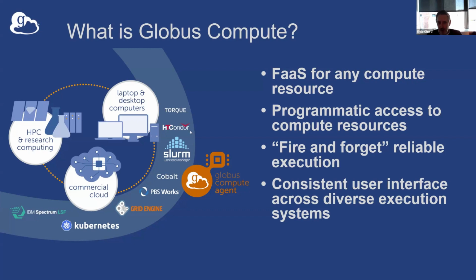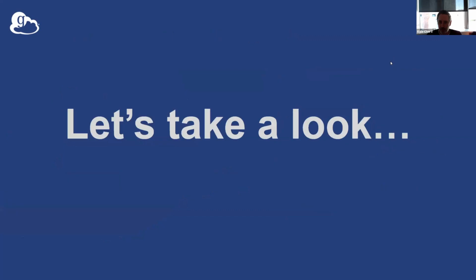Of course, the Globus Compute agent provides a consistent user interface across these different batch schedulers, and we provide a very simple, asynchronous Python API to be able to execute these functions in different places. So you don't need to change your applications when you move between different resources, irrespective of the type of resource or the scheduler or API provided by that resource.